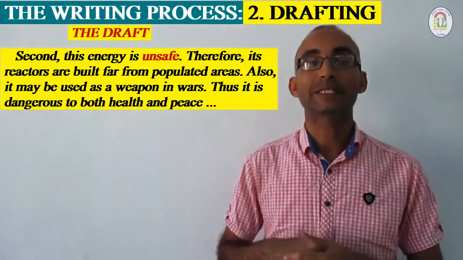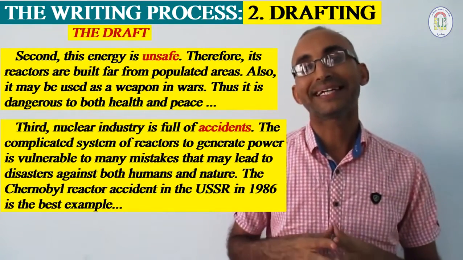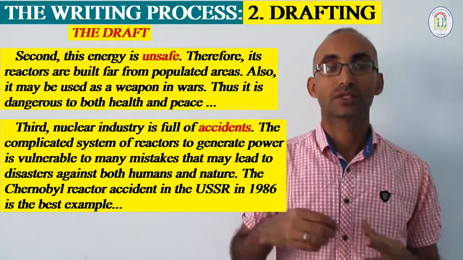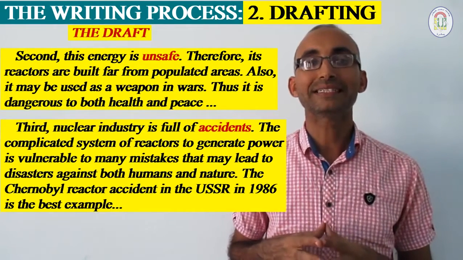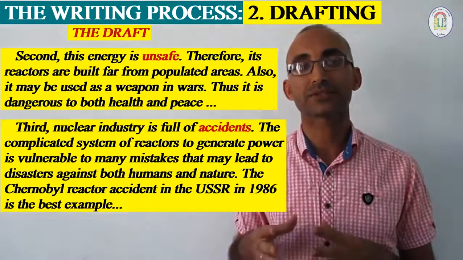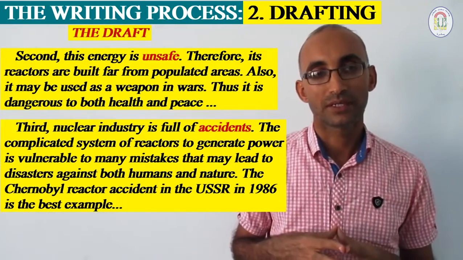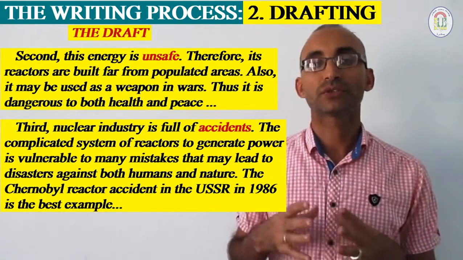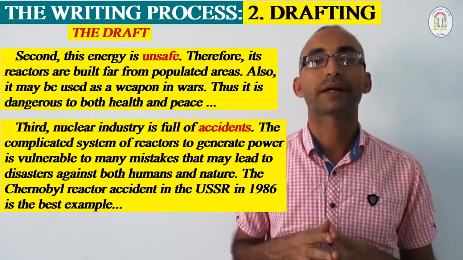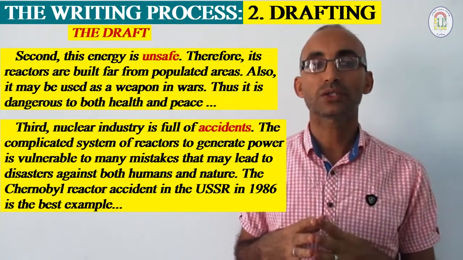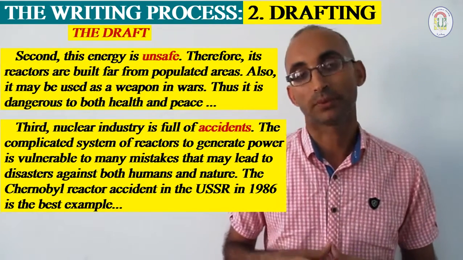The third one is also based on the main idea in the outline, which is third: nuclear power, or the nuclear industry, is full of accidents. The complicated system of the reactor to generate power is vulnerable to many mistakes that may lead to disasters for both humans and nature. The Chernobyl reactor accident in the Soviet Union in 19, maybe it happened, I think, in 1986 or 76, not sure. Doesn't matter, for me it's out of drafting. Was a remarkable example.